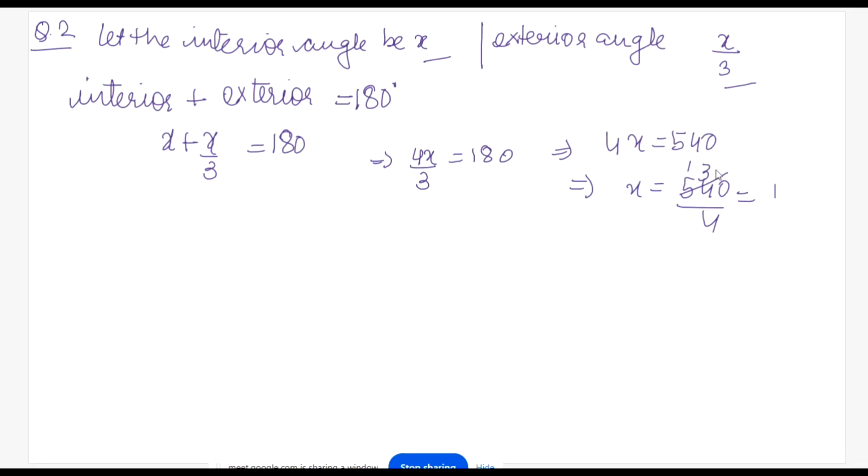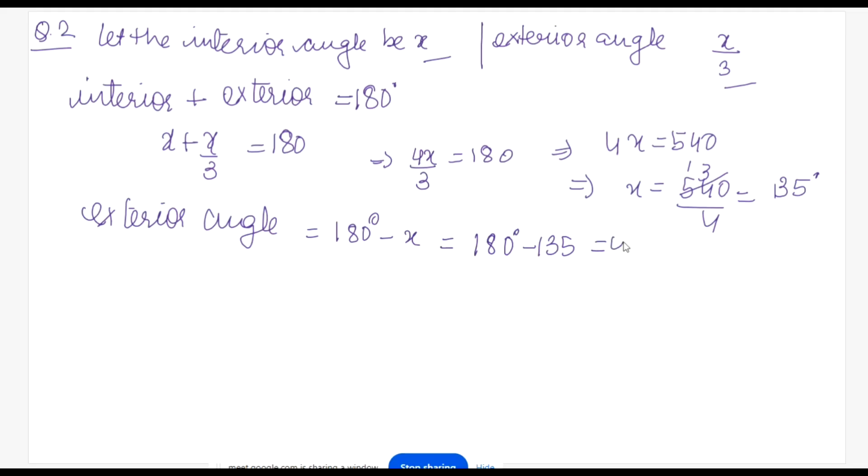3 times 12 and then 2 zeros, so 5 times. So I will have 3 and 3, 5 degree. Right? So my exterior angle will be how much? 180 degree minus x. That only we have assumed. That only we know that interior angle and exterior angle summation is 180 degree. So what will I have? 180 minus 135 is equal to 45 degree.